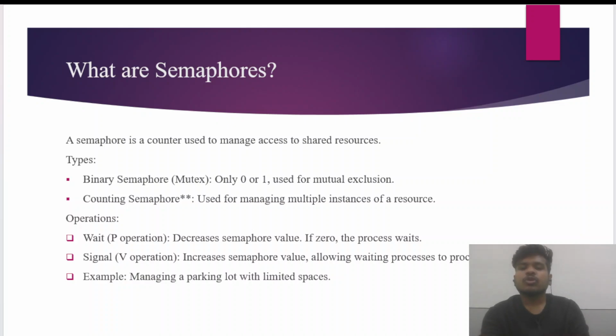So there are different types of semaphore also, like binary semaphore. A binary semaphore can only have two values, 0 or 1, used for mutual exclusion, like in computer systems that use only binary numbers, 0 or 1. Then we have counting semaphore. Counting semaphore can take any non-negative value, useful for managing multiple resources like printers or any buffer.